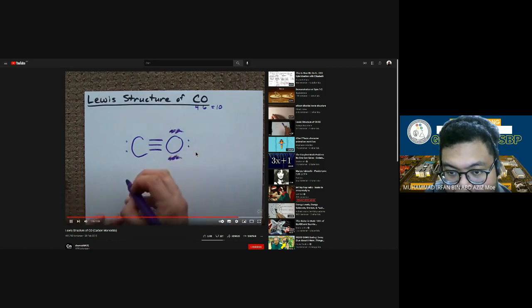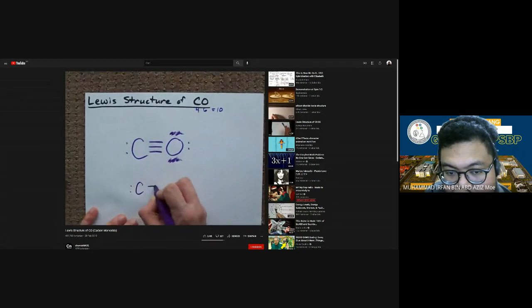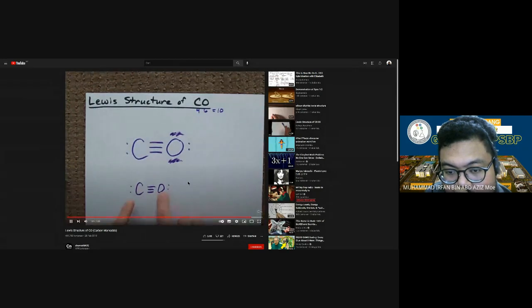But here we are with the Lewis structure of CO. Triple bond between the C and the O, and a lone pair of electrons on each atom. That's the way it goes.